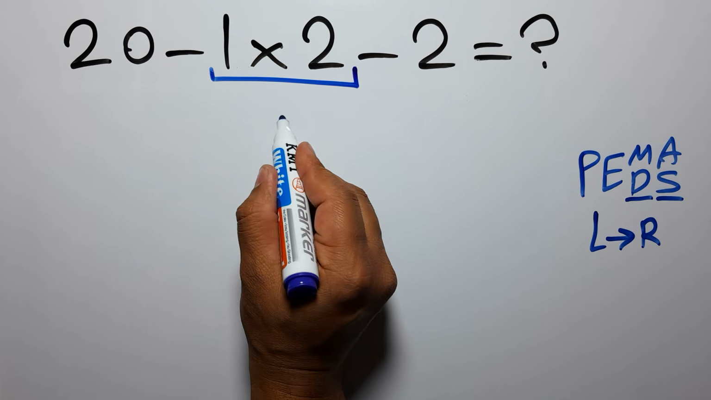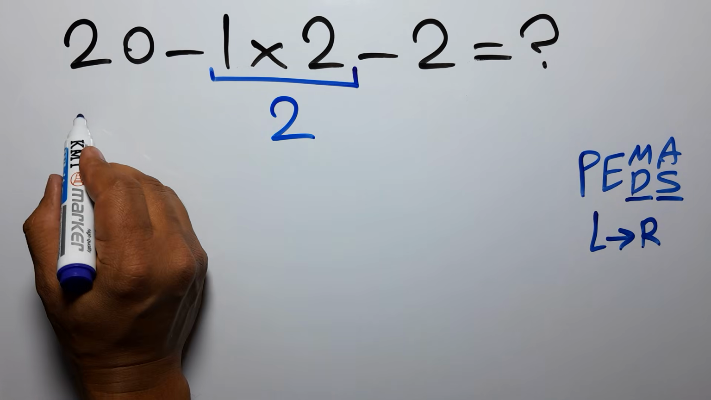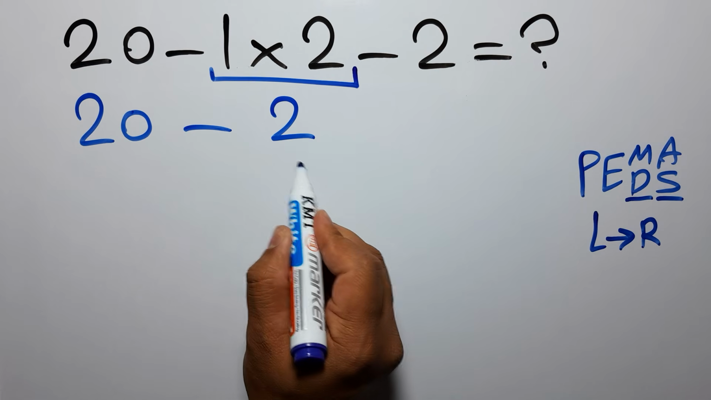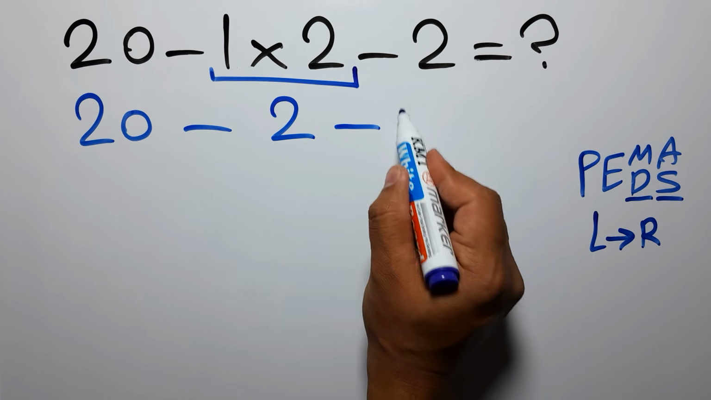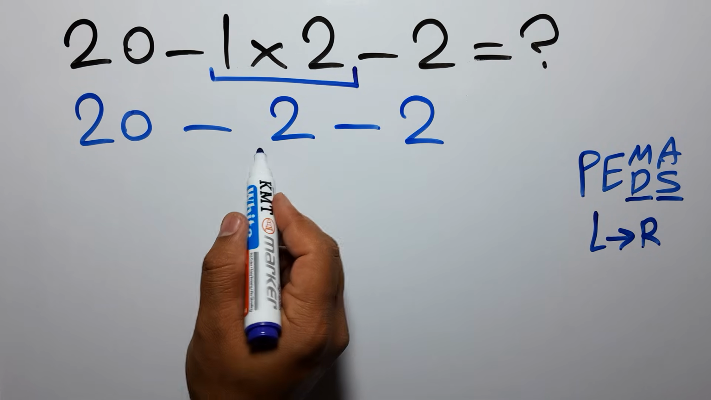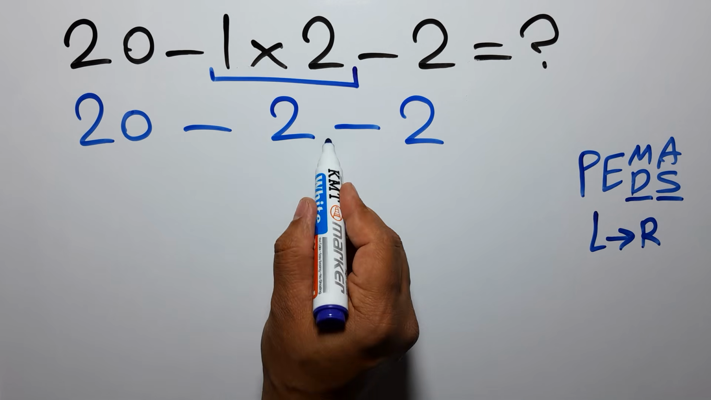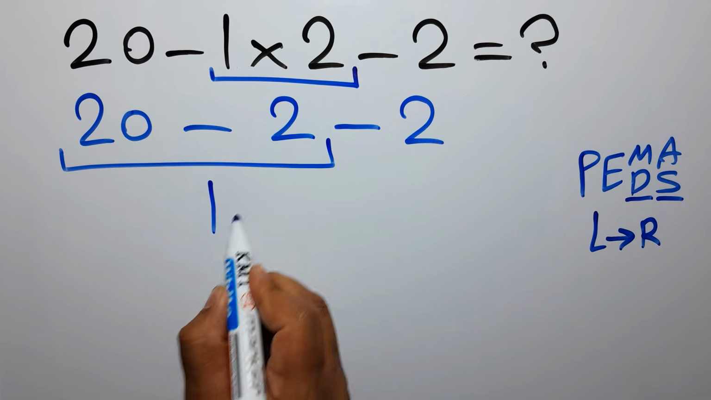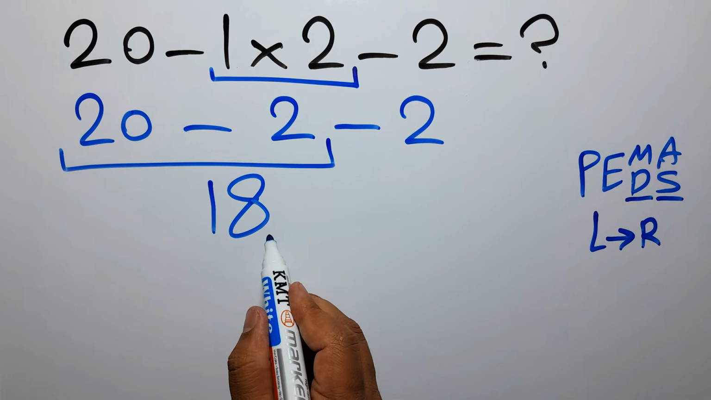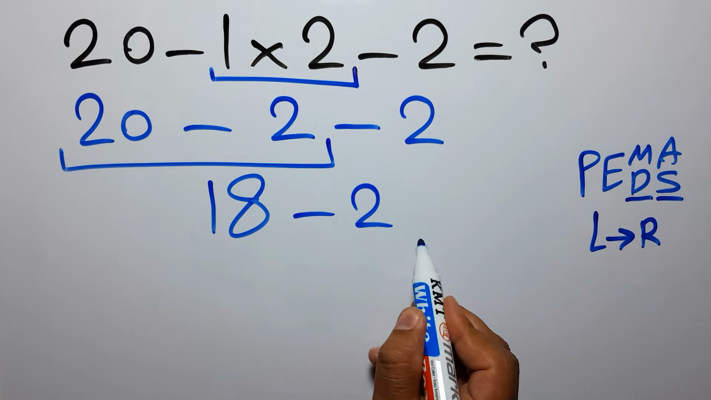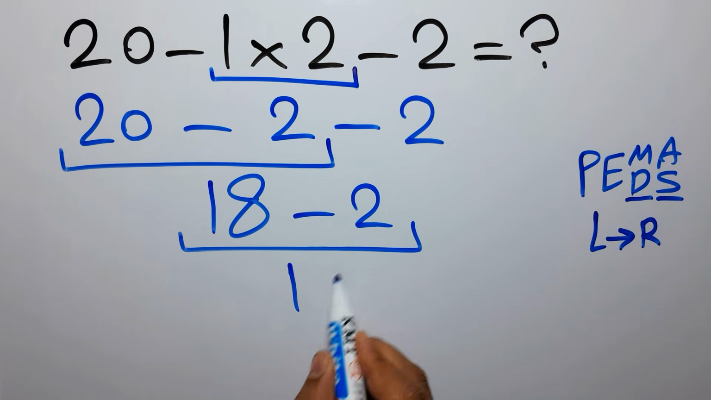1 times 2 gives us 2. So we have 20 minus 2 and again minus 2. Now we have to do this subtraction. 20 minus 2 gives us 18. So 18 minus 2 gives us 16.